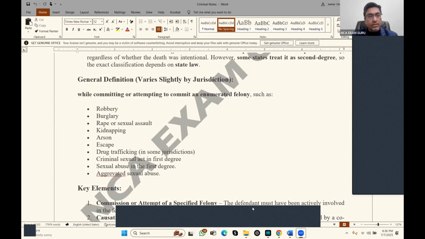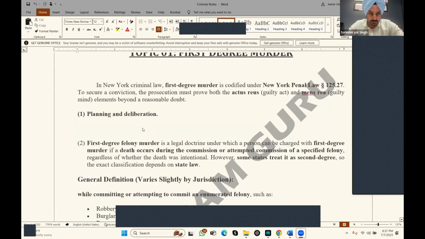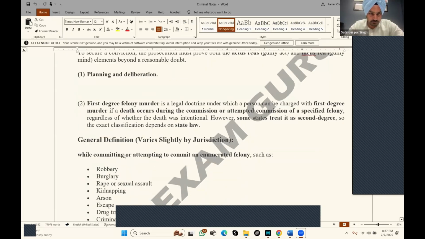The topic is second degree murder, felony offenses. Okay, second degree murder. Actually, that screen went off. Okay, this is first degree murder. First degree: the point is planning and deliberation, which we have done, right? This is also first degree murder.